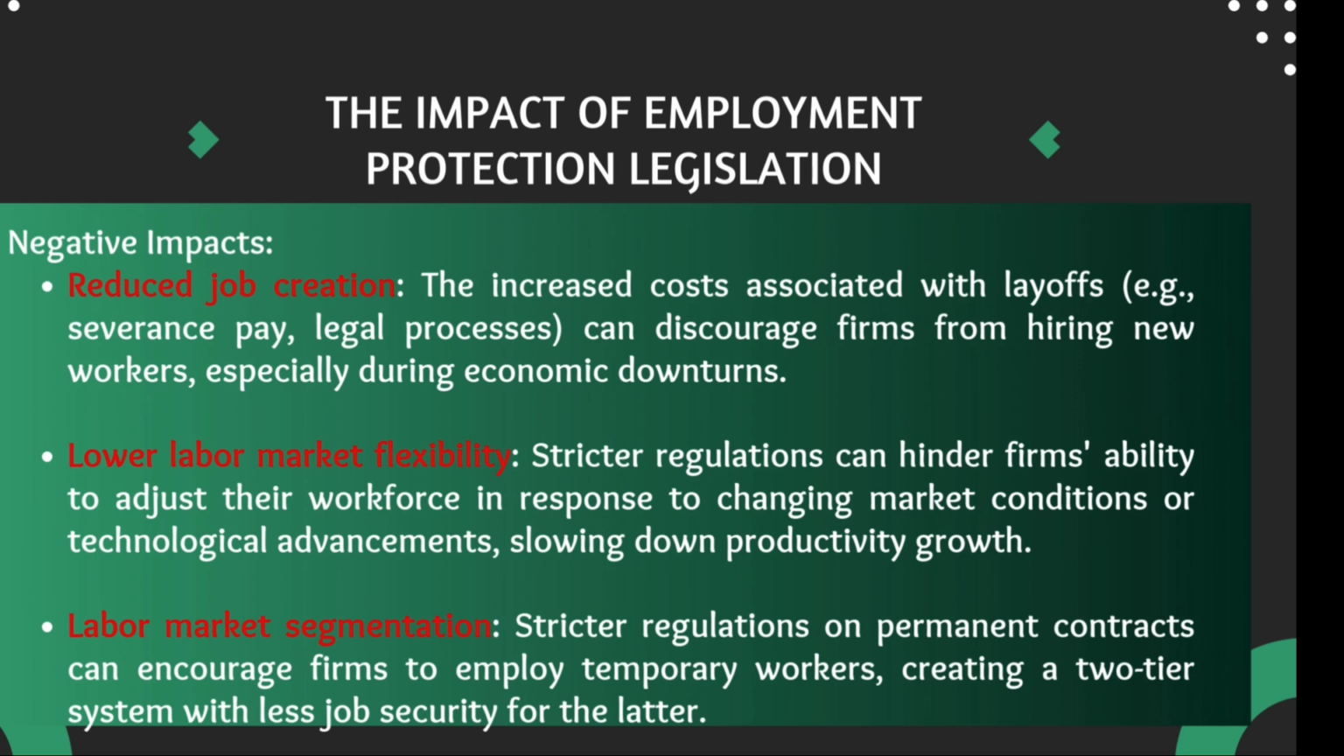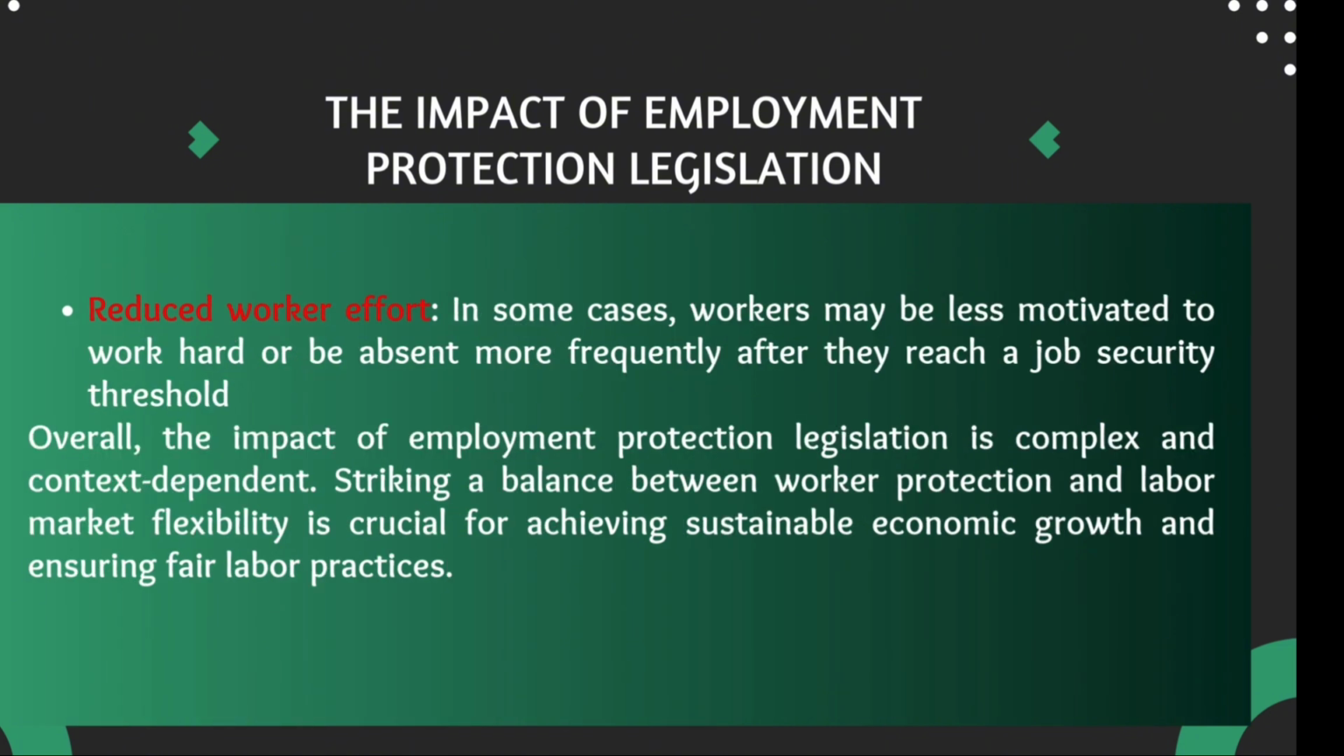Next, labor market segmentation. Stricter regulation on permanent contracts can encourage firms to employ temporary workers, creating a two-tier system with less job security for the latter. Next, reduced work effort. In some cases, workers may be less motivated to work hard or be absent more frequently after they reach the job security threshold.